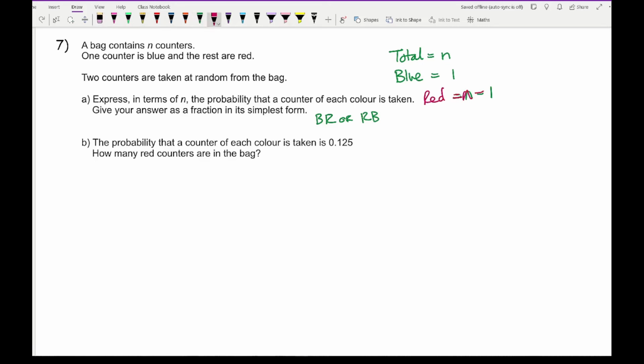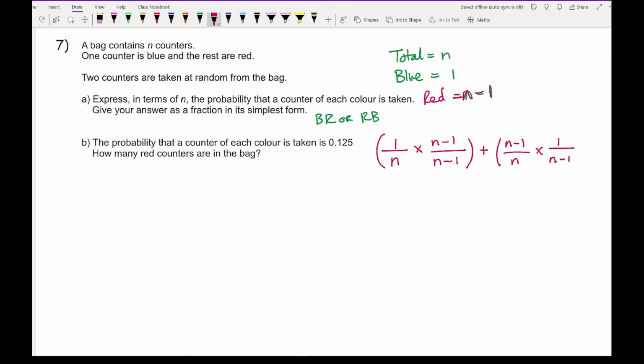So the red equals n minus 1. So the probability of selecting a blue one is going to be 1 over n times, now the probability of selecting a red, well how many red ones are there? Well there's n take away 1, and how many counters are going to be left if I've taken 1 from n? Well that's going to be n minus 1, plus the probability of selecting a red one is n minus 1 over n, because that's how many I've got in total, times how many blue ones have I got? 1, and how many have I got left in the bag?